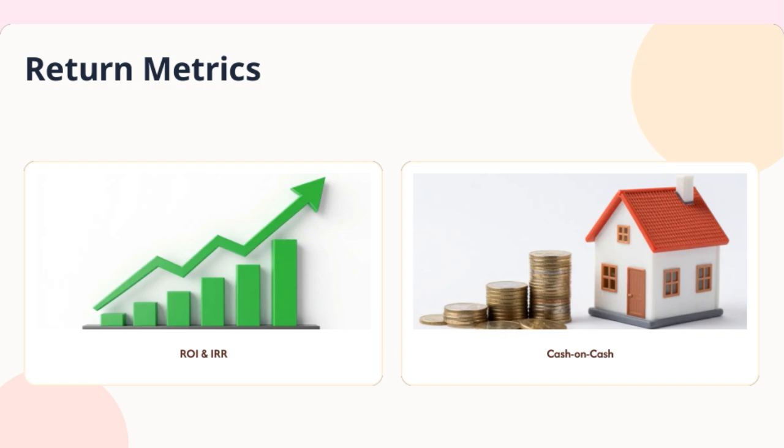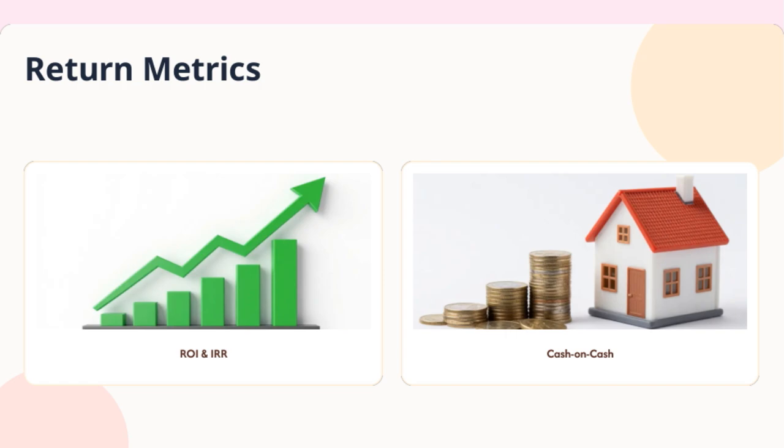Next, we have ROI, or return on investment. This gives us a broader view of the overall profitability of the property, considering both the initial investment and the total gains over time. Then there's IRR, which stands for internal rate of return. IRR is particularly useful because it accounts for the time value of money, giving us an annualized rate of return that considers the timing of cash flows, both in and out.